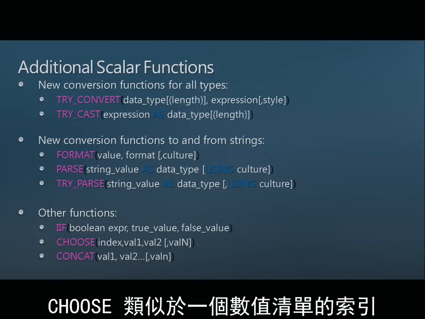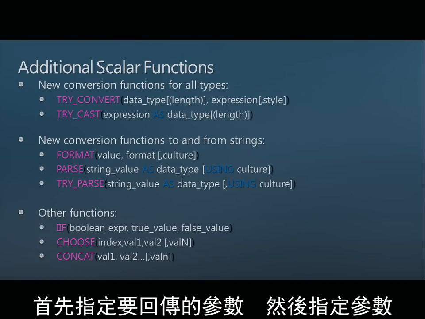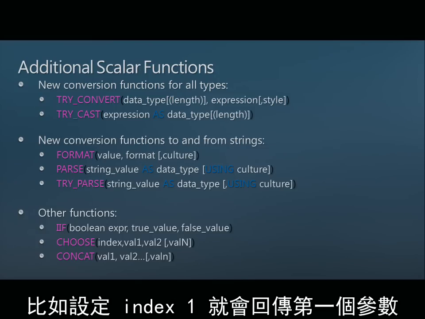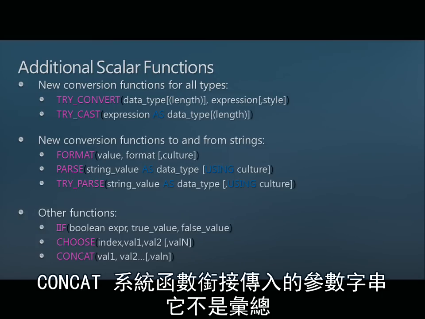Choose is basically like an index into an array. So you specify first which argument you want to return, and then you specify the arguments. So if I say index 1, we will return the first argument. And concat is just a concatenation of a list of arguments.